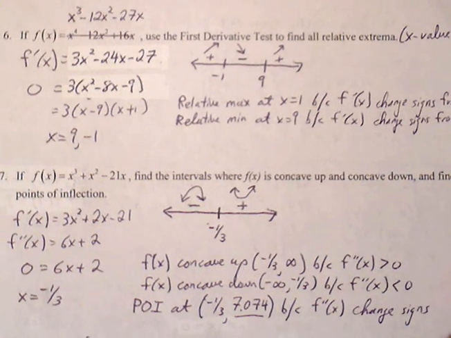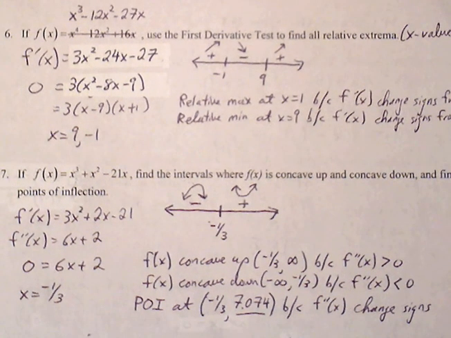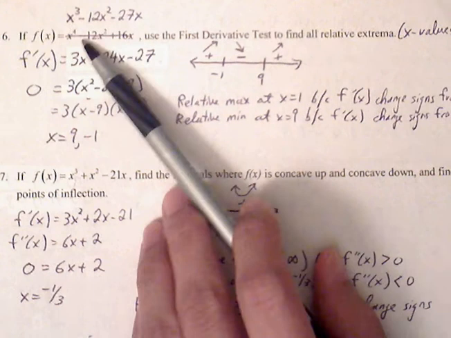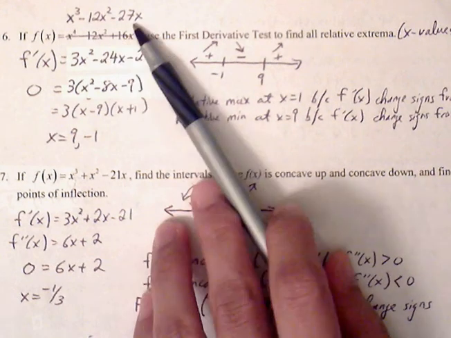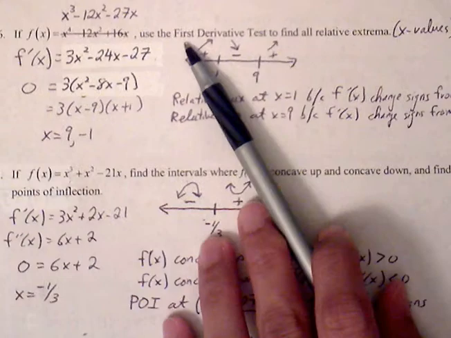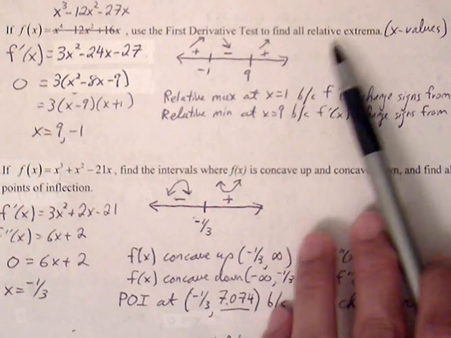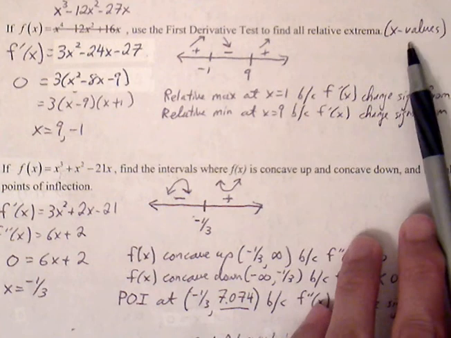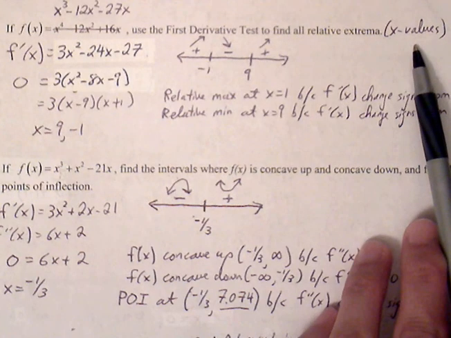Hey, let's finish the quiz review for 3.1 to 3.4. Number 6, we have our function x cubed minus 12x squared minus 27x. Use the first derivative test. Now we're going to be finding the relative extrema, but just the x values here.